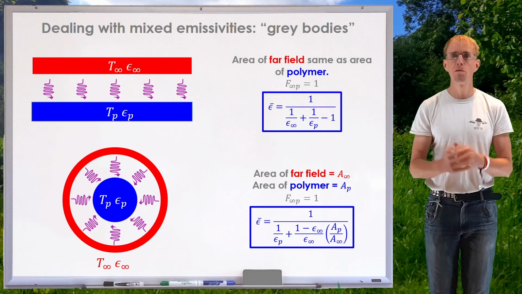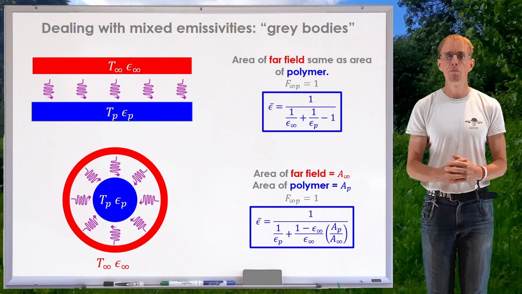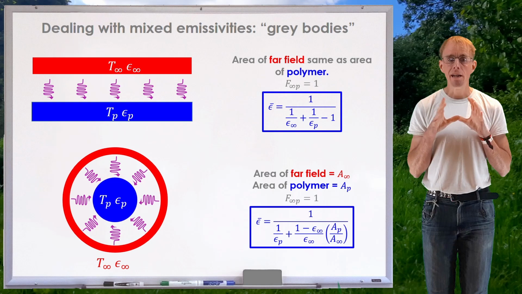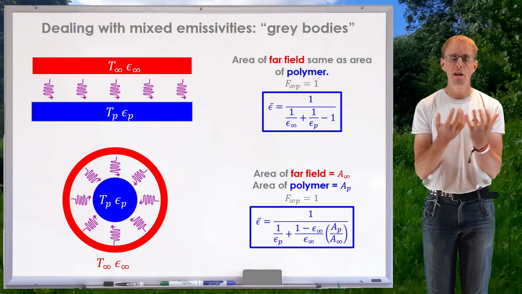Imagine that the top geometry is a flat film being illuminated by an infrared lamp, and the bottom geometry is maybe a fibre being illuminated by a series of lamps arranged in an arcing annulus.